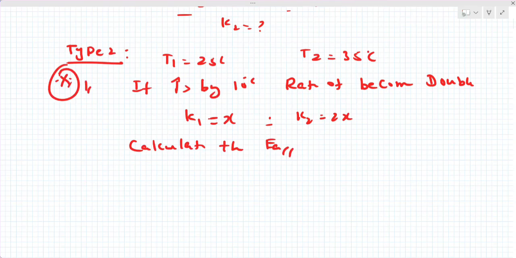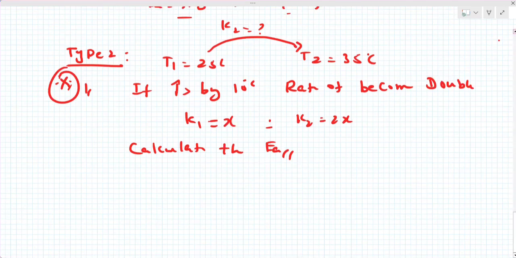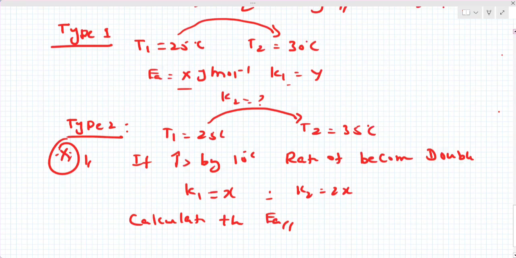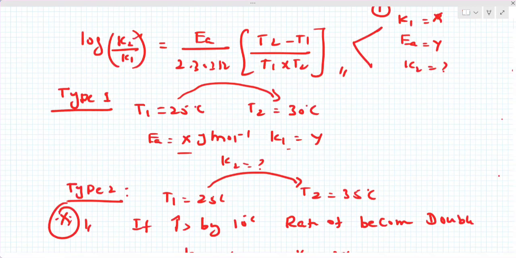This is very, very important. You got the concept? They increase the temperature by 10 degrees Celsius, what is going to happen? The rate increases by double. It means K1 is X and K2 is 2X. In this question, T1 and T2 are given, K1 and K2 are given, and they will ask the activation energy. In this equation, R is constant, right? K2, K1, T1, T2 are given, EA is what we are going to find out. This is the most common question from the entrance exam point of view. It's the most important one.